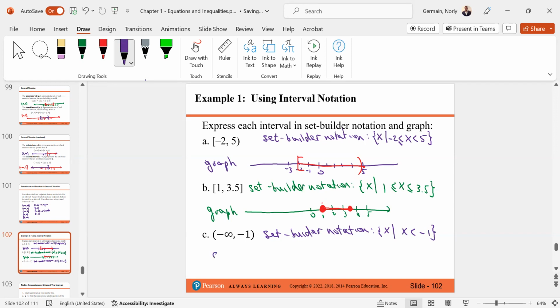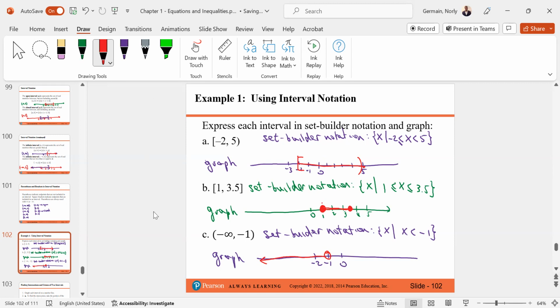Now, on a number line, how would you see the graph? Let's do it on a number line. We have 0 here, -1 here, and they said it must be less than -1. How would you say it? We use an open circle at -1 and shade to the left, and this is our answer. So that's how to express an interval in set builder notation and also the graph.